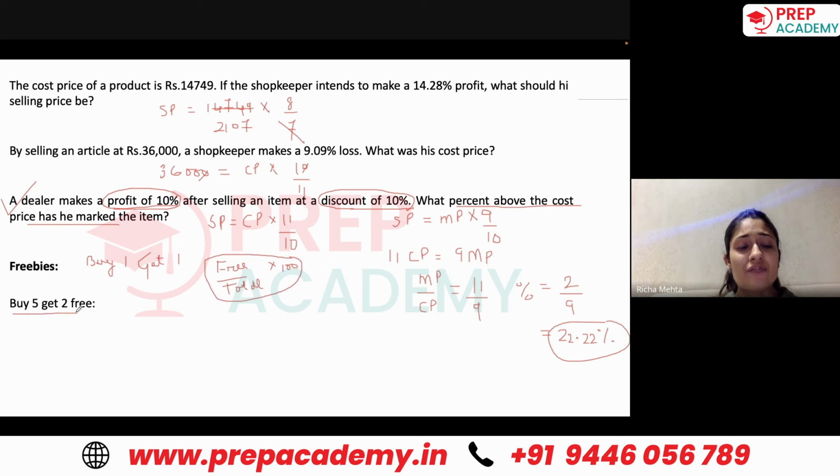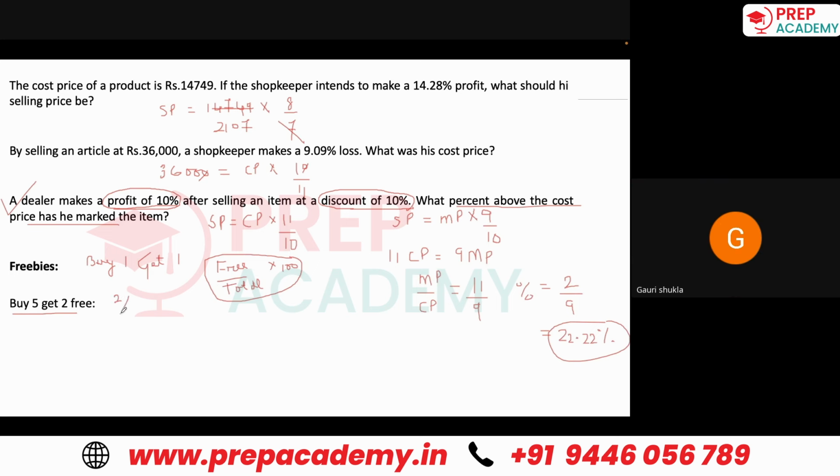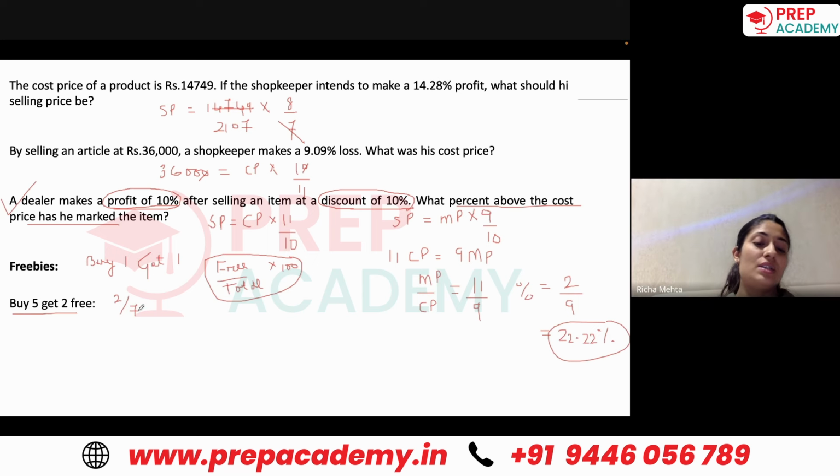So in this case, buy 5, get 2 free. What should be the ratio? 2 by 7 into 100. So 2 by 7 is what percentage? 1 by 7 is 14.28, so 2 by 7 will be 28.56. 28.57, correct. Buy 8, get 4 free. What should be the ratio? 4 by 12, which is 1 by 3. 1 by 3 is what percentage? 33.33. Basically, the effective discount in such a scheme is 33.33% discount.